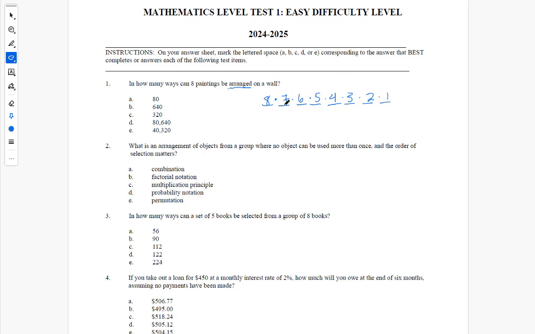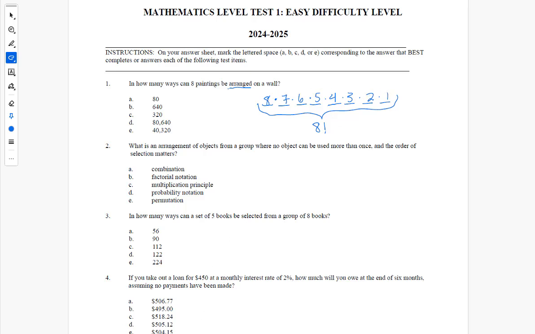Because this happens so often, and you'll notice it's like how many different ways could 9 paintings be arranged on a wall? We'd have 9, 8, 7, 6 all the way down to 1. This is a very common term in probability and counting, and this is called 8 factorial. Factorial is when you start with the number and go all the way down to 1.